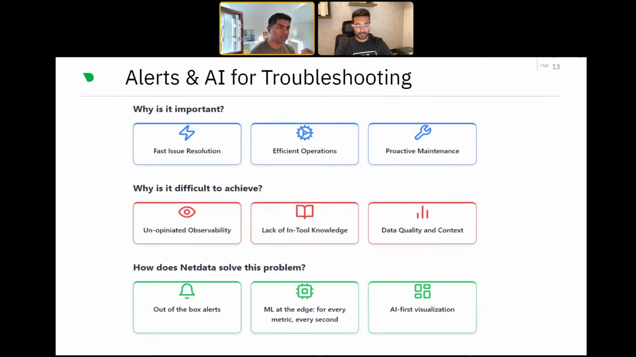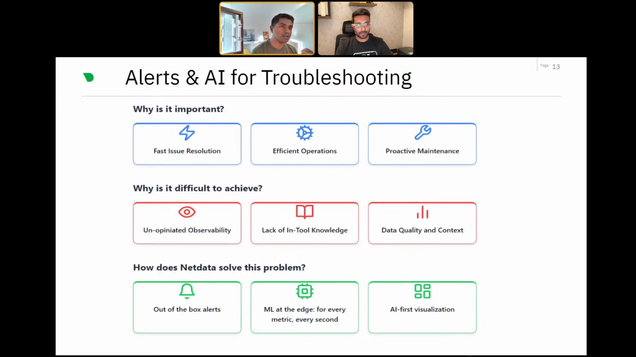Because the worst thing that can happen is that you get an alert notification at 3 a.m. and you wake up, and then you're spending hours in that state trying to figure out what's going on here. What do I need to do next? What does this alert mean? So this is something that we take very seriously.